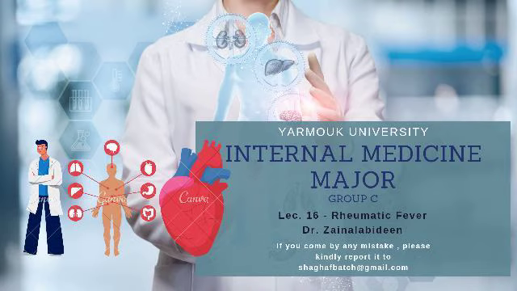Evidence of carditis: take a chest x-ray, cardiomegaly, pulmonary congestion. ECG: first degree heart block, rarely second degree heart block. You may see features of pericarditis, you may see T-wave inversion, reduction in QRS complex.